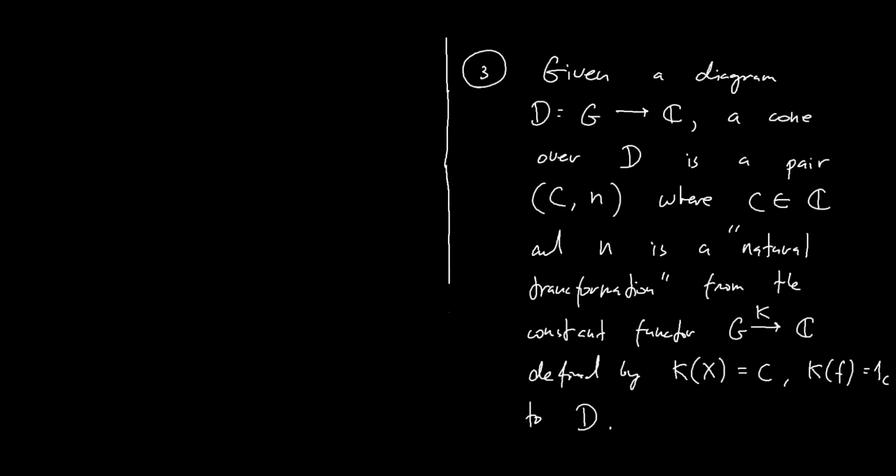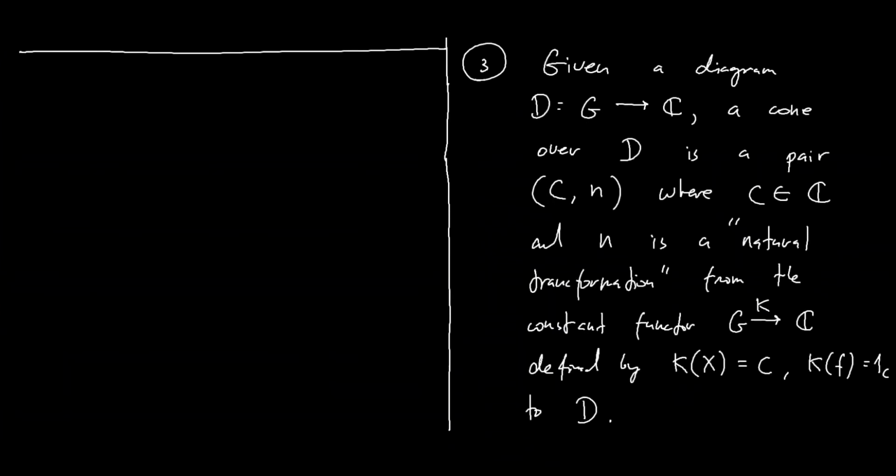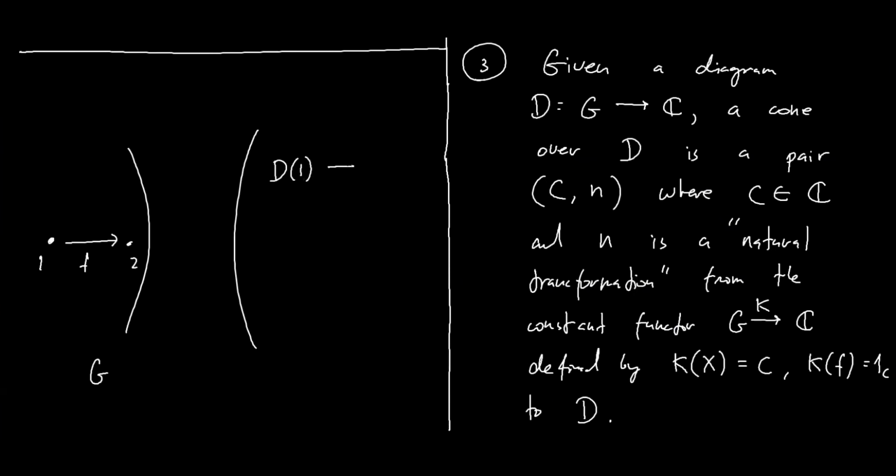Okay, now here it gets a bit complex. So let's maybe make a drawing to illustrate why we're saying what we're saying here. Imagine if I have my graph consisting of two objects and one arrow between them. Let's say F. So this is my graph G. And imagine then my diagram looks like this: D of 1, D of F, D of 2. And now I have another diagram. So I should actually not call this a functor. It's rather a diagram because the domain is a graph.